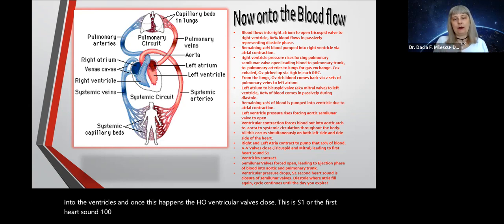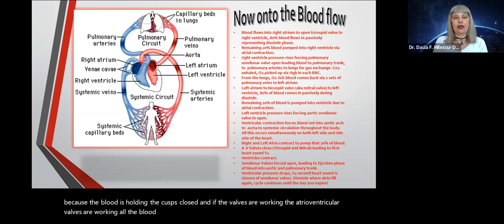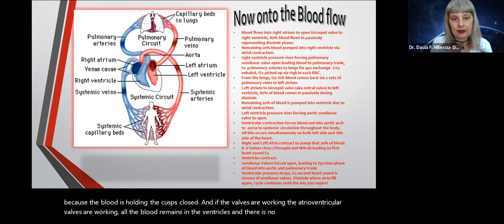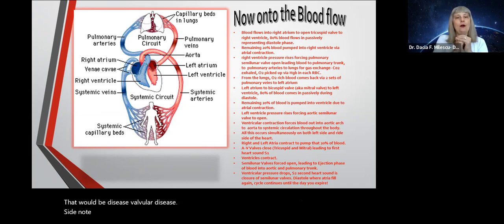100% of the blood is now in the ventricles, and the valves remain closed because the blood is holding the cusps closed. And if the atrioventricular valves are working, all the blood remains in the ventricles and there's no backflow into the atria. That would be disease, valvular disease. Side note. All right, now it's come time to have ventricular contraction.